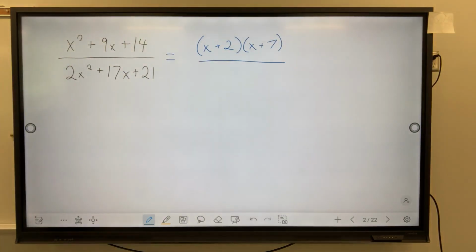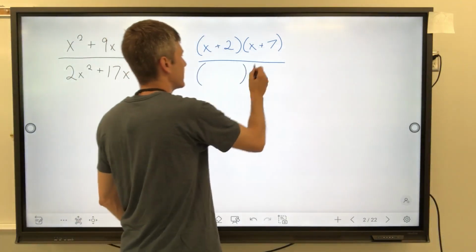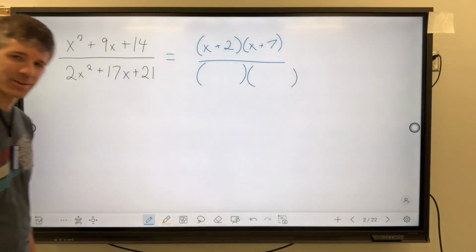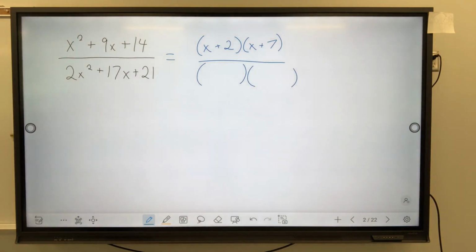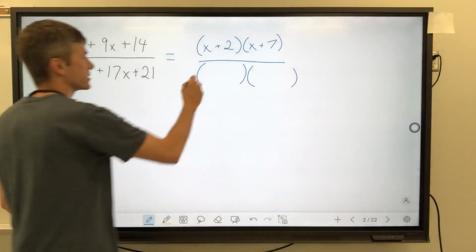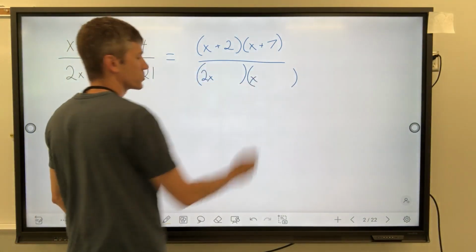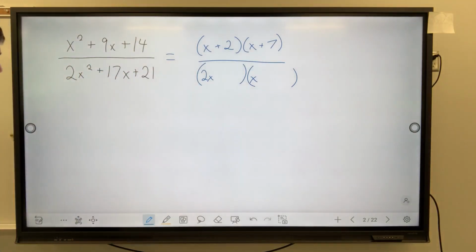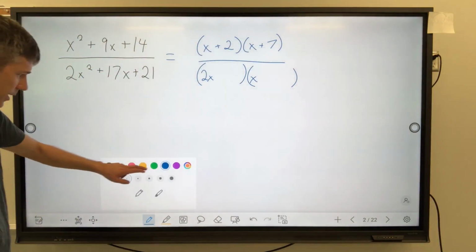Factor that denominator. Okay, a little bit of fun factoring here. I need two numbers that multiply to give me 2. Ah, lucky us, it's prime. That must be 2x times 1x. This is where we start experimenting. Going to write down some thoughts.